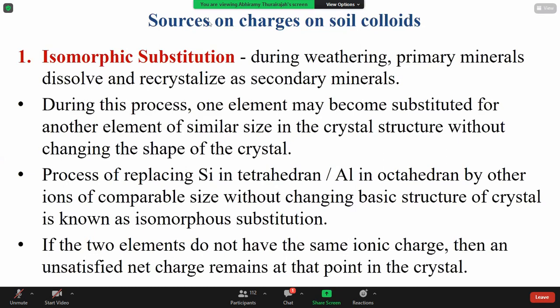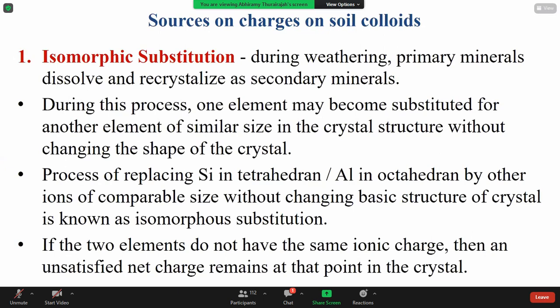Right, isomorphic substitution comes under which type? pH dependent or pH independent? pH independent. Independent one, right? When the pH changes, the charge will not change, right? So we'll see what is actually the isomorphic substitution. During the weathering process, the primary minerals dissolve and recrystallize and again form the secondary minerals.